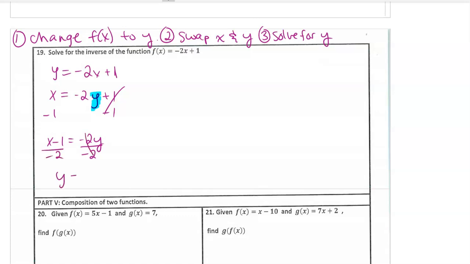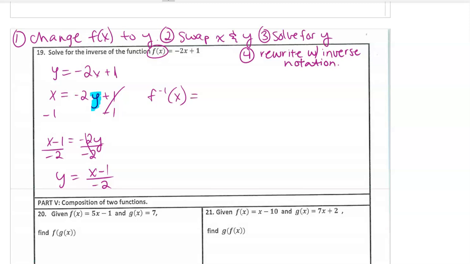So we are left with y equals x minus 1 over negative 2. Our fourth step is to rewrite with inverse notation. And the inverse notation is that cute little negative 1. So we can say f to the negative 1 of x equals x minus 1 over negative 2.